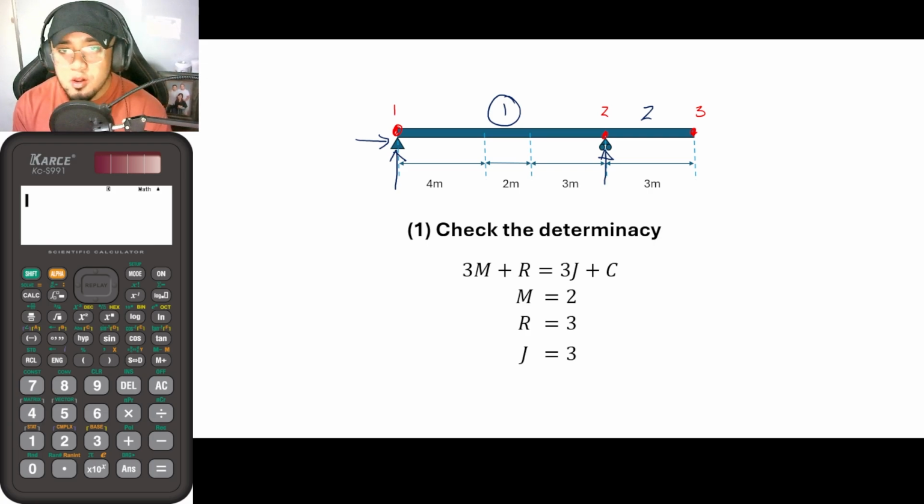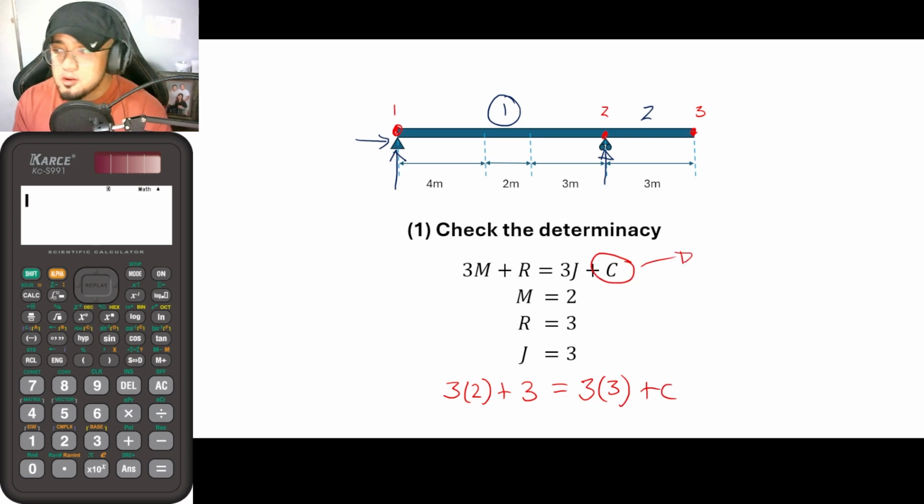Substituting all known values to our equation, that is now 3 times 2 plus reaction of 3. This must be equal to 3 times 3 plus C. Oh, by the way, what is C? C is the number of condition or equilibrium condition. And C is equal to 1 if we would now be having an internal pin.